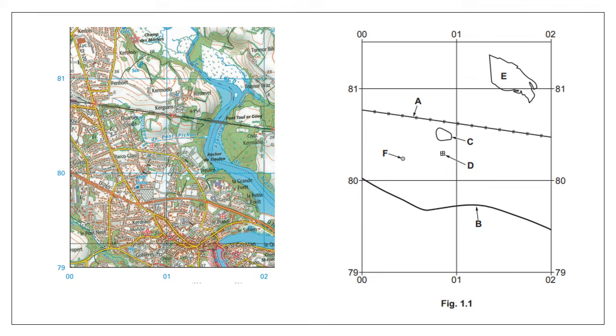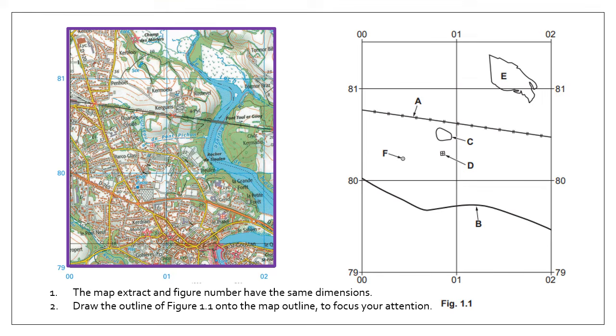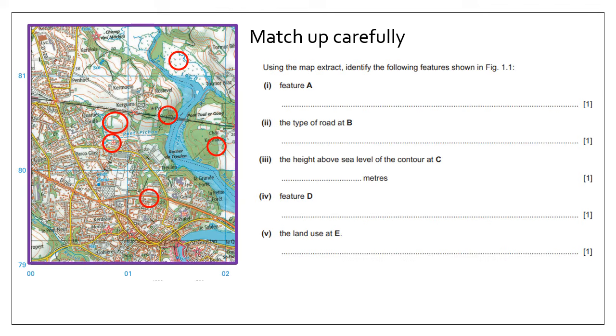Now the first thing to remember is that the map and the figure are always the same scale. By that, I mean they have the same dimensions. So on figure 1.1, if you were to measure it with a ruler, each grid square would be 4 by 4 centimetres, like it is on the map. And so I would strongly recommend that you draw the outline of figure 1.1 onto the map to help you focus your attention. And once you've done that, maybe using a pencil, faintly find the various symbols. So we've got A, B, C, D, E, and F is a separate question which we'll come on to. Okay? So once you've got those located, then you need to have a go at answering this question.